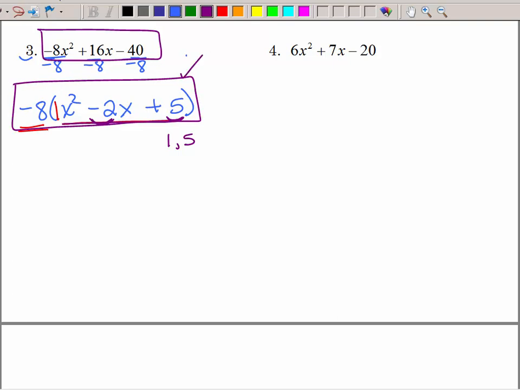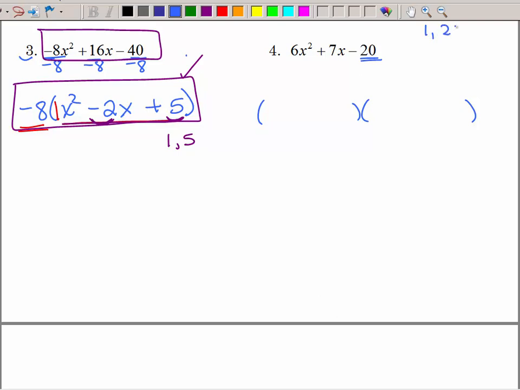Now let's look at number 4. We don't have a leading coefficient of 1. I don't see a GCF. This is where you have to do that guess and check. So I'm going to put two parentheses. And what I want you to think of is what numbers multiply to get 20. Don't think about the signs right now, just multiply to get 20.